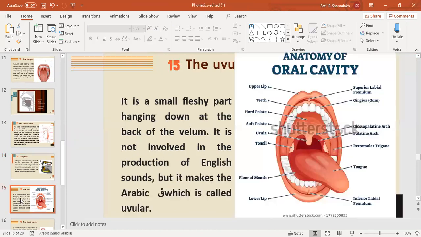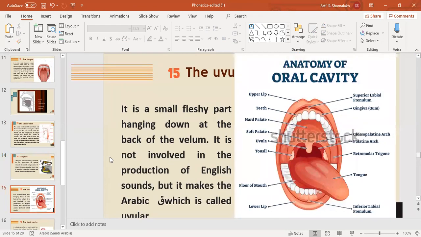Okay, now here, and the last one, the anatomy of the oral cavity. Here is the anatomy of the oral cavity. You see in your oral cavity, in your mouth, your tongue, the teeth, of course, the lips, starting from down: the lips, the teeth, the mouth, the tongue, the uvula. You see the uvula, the upper teeth, the upper lips, and so on. This is the description of the oral cavity.